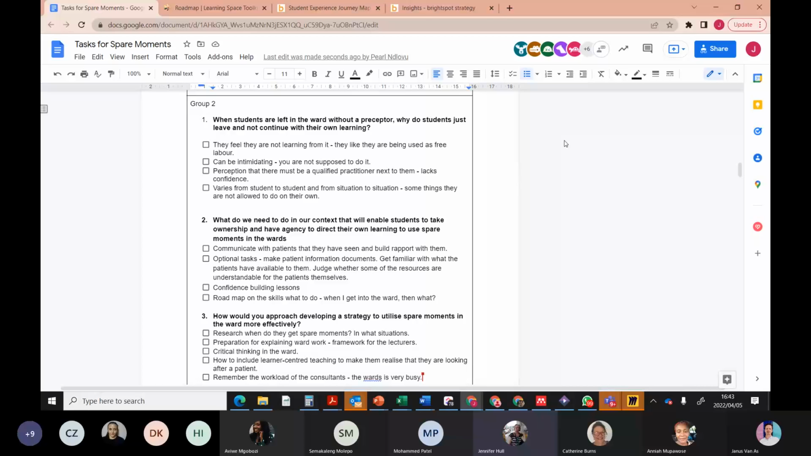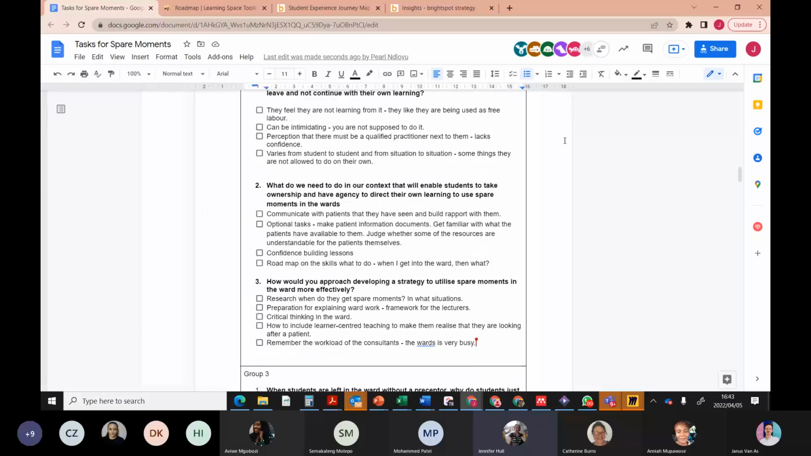Confidence building lessons, a roadmap on the skills, what to do when I get into the ward, then what. Okay, that was the second group. And the third point here was research. When do they get spare moments, in what situation? So if we find out when they get spare moments and what they can do in that situation, then they can maybe use it better. Preparation for explaining ward work, a framework for the lecturers.